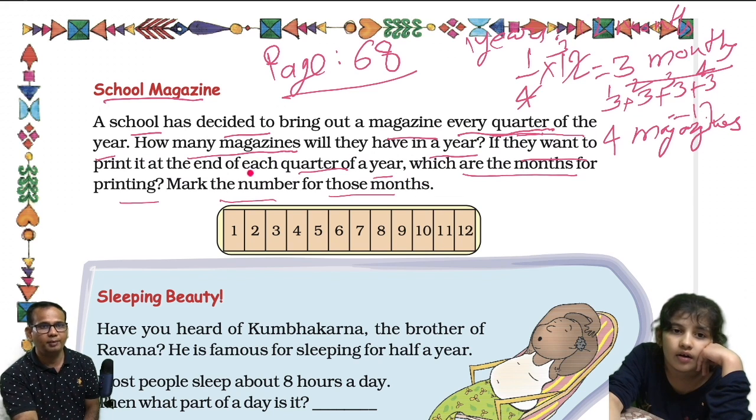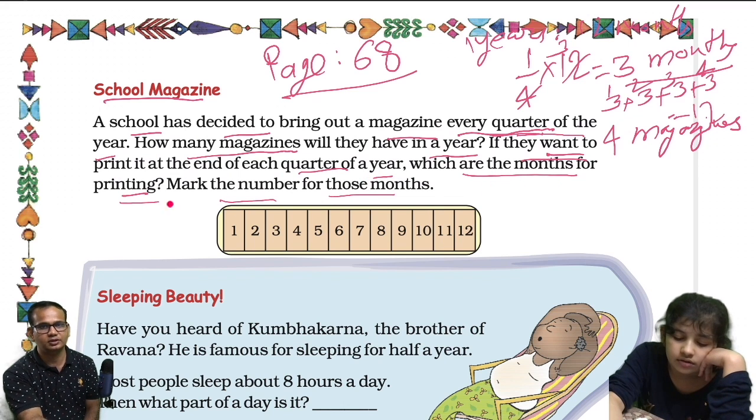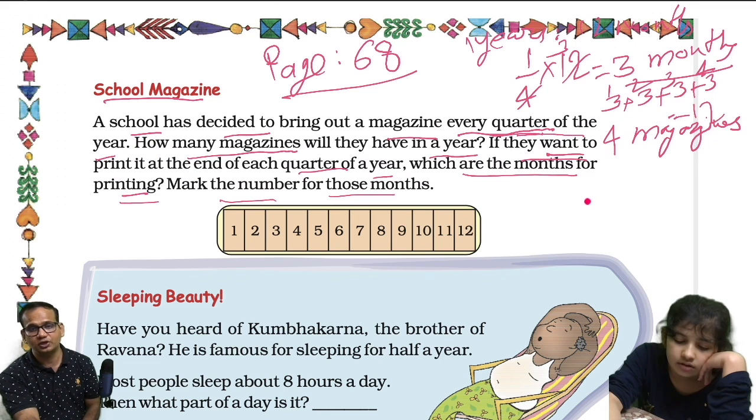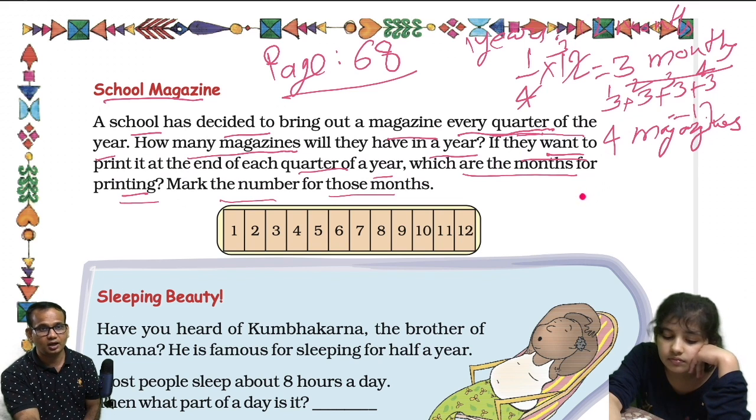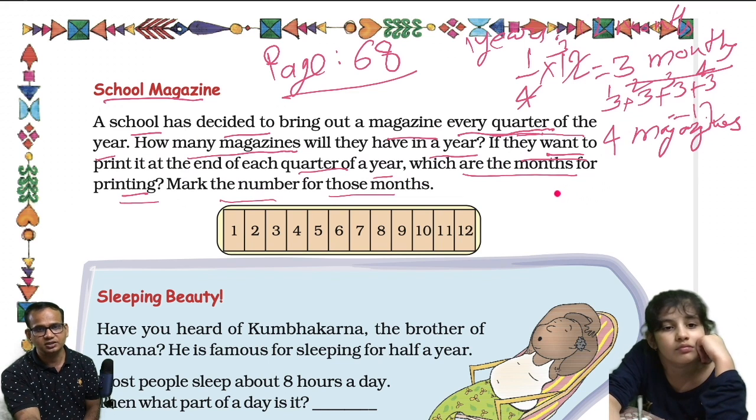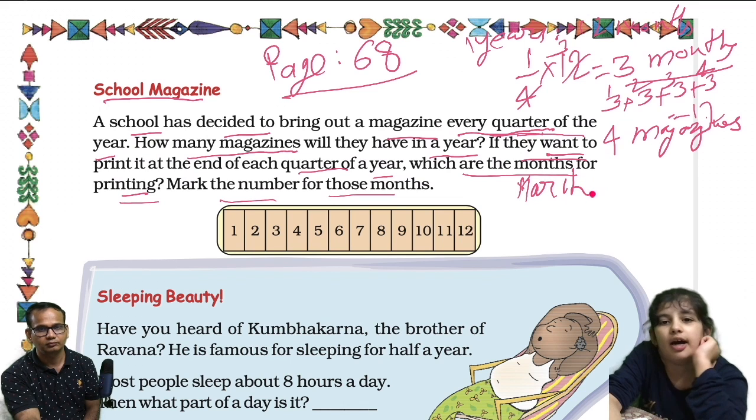In a year, how many magazines will they have? That I have already told. These are 4 magazines. If they want to print it at the end of each quarter of a year, which are the months for printing? See, first January, February, March. The end of each quarter, so the third month, March, it ends. So March end they will be printing.